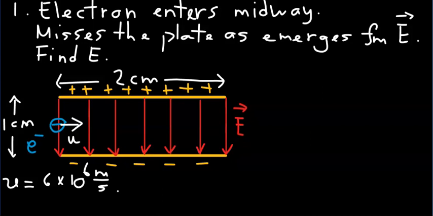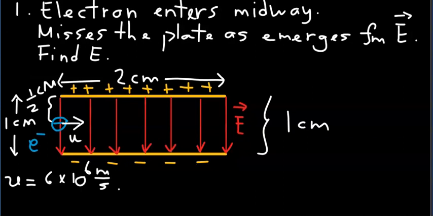An electron enters midway into the region where you have this electric field. The electric field is created by a couple of charged plates, a positive plate on top and a negative plate at the bottom. Hence, the direction of the electric field will be from top to bottom. The electron enters this region midway, so this distance is 1 centimeter. Midway means half a centimeter from the edge of the top plate or the edge of the bottom plate.